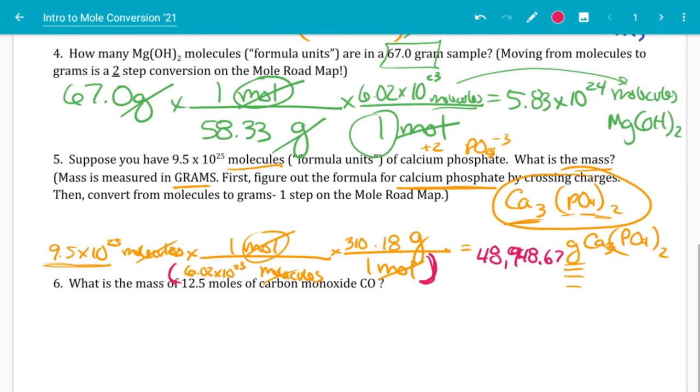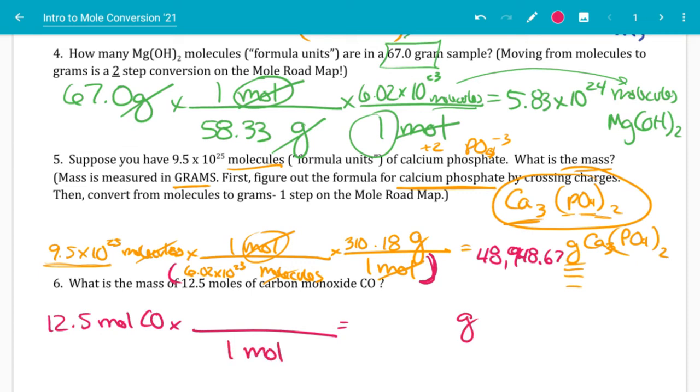Okay, what is the mass of 12.5 moles of carbon monoxide? So 12.5 moles of CO, and going from moles to grams is just one step. So we want grams. So we're going to do 1 mole, and then the mass of carbon monoxide is 28.01 grams. And so now we multiply it out, 12.5 times 28.01. This was an easier problem, is 350.1, and I'm rounding the 2 to a 3 grams of CO.